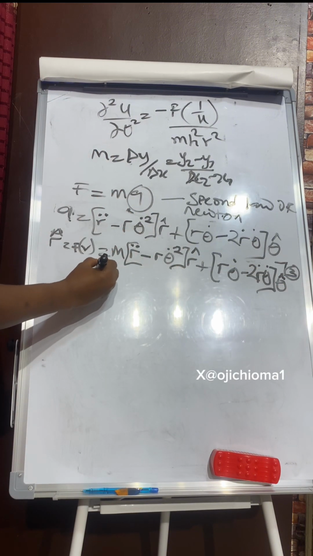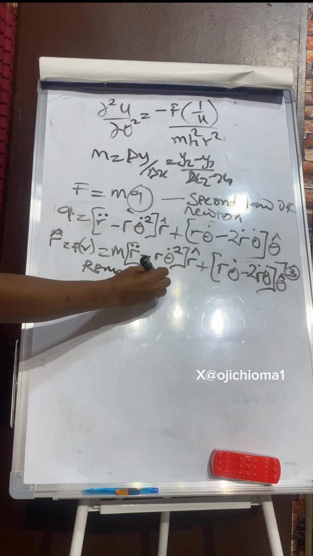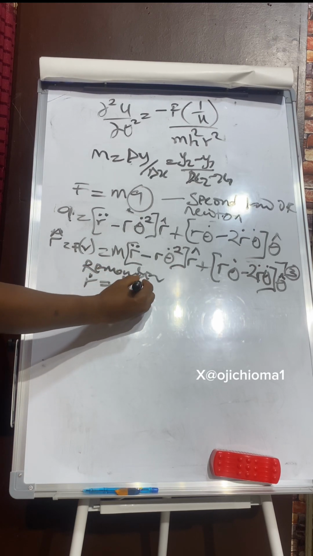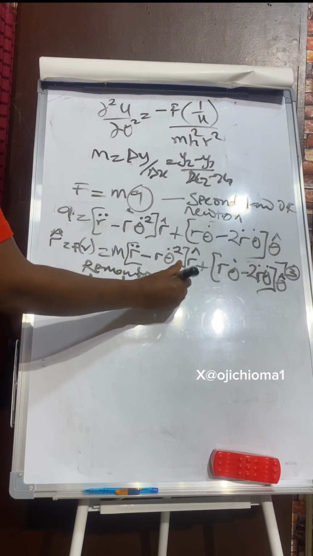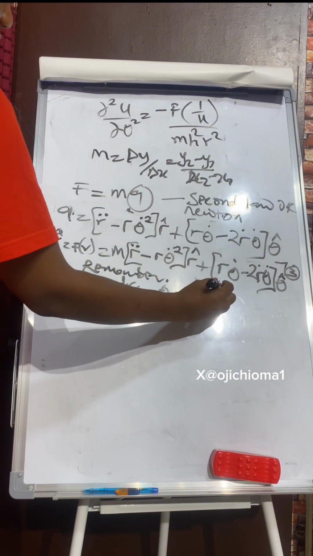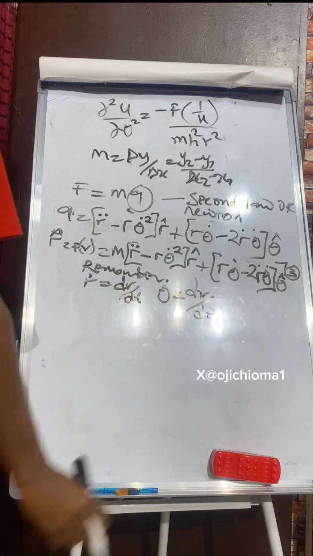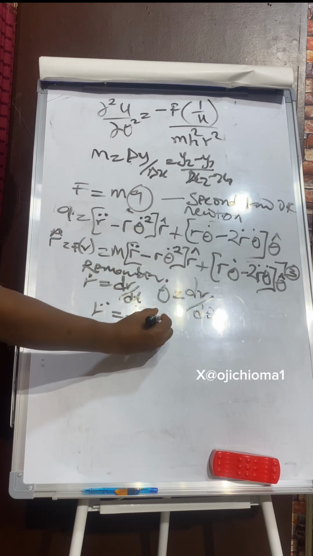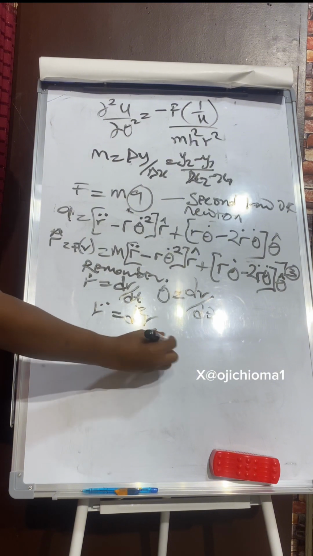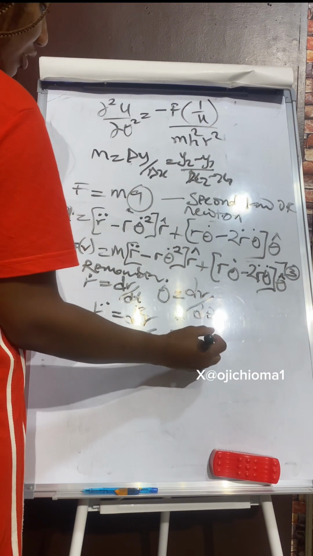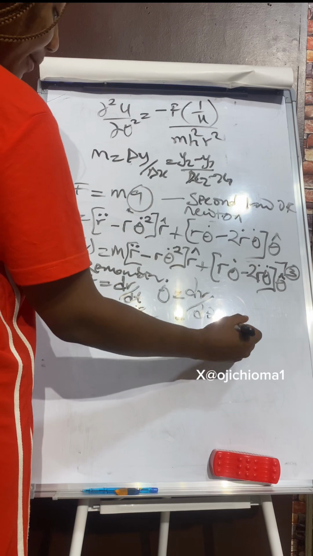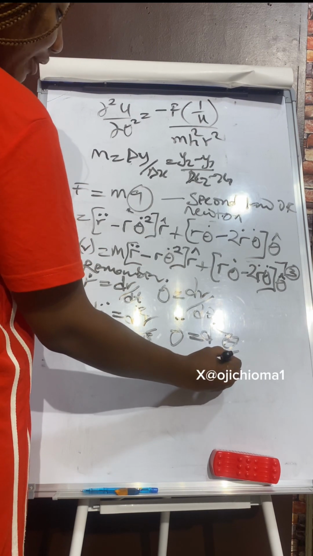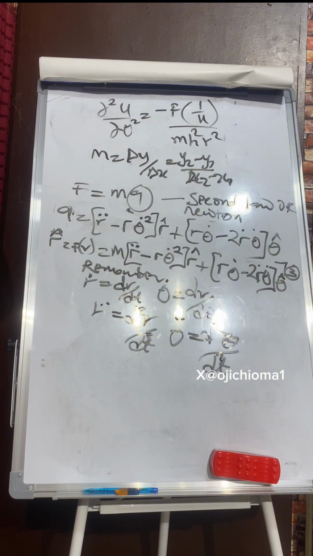Remember from calculus, r dot equals dr over dt, and theta dot equals dθ over dt. Then r double dot equals d squared r over dt squared, that's the second derivative, which is the acceleration. Then theta double dot equals d squared theta over dt squared. So you see how that is going.